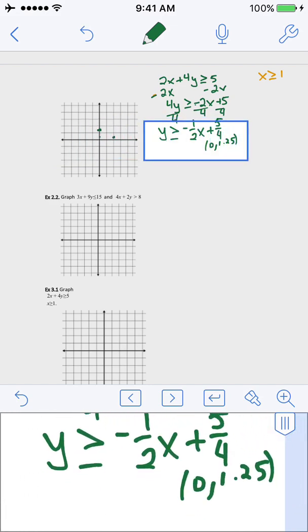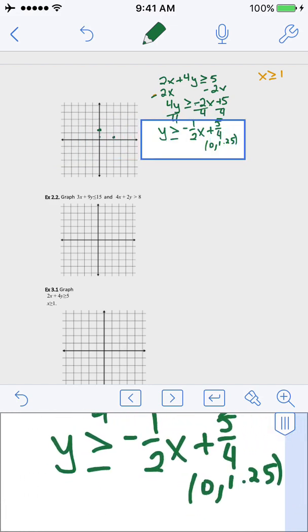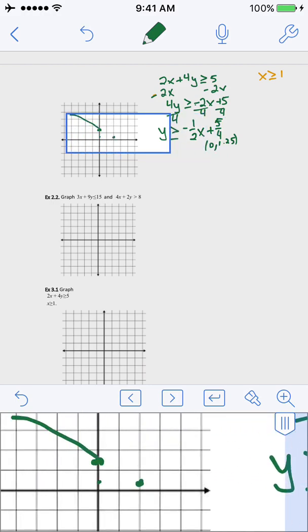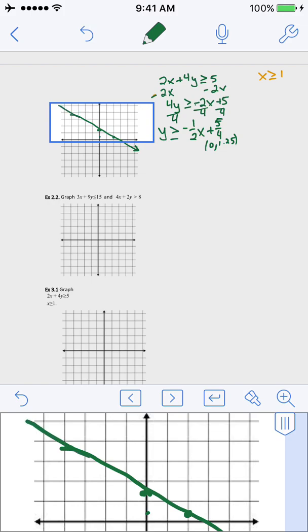Since it is greater than or equal to, we will need a solid line. And then I'm going to pause right there on the green line. I'm not going to shade quite yet because I want to make sure that other equation gets on the graph first.